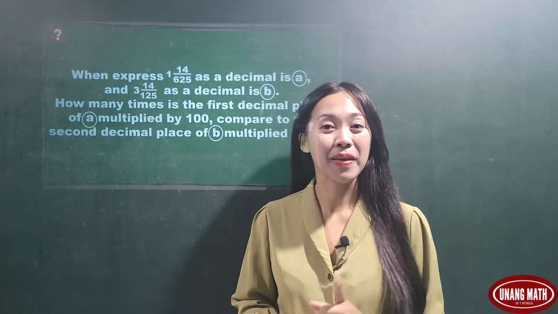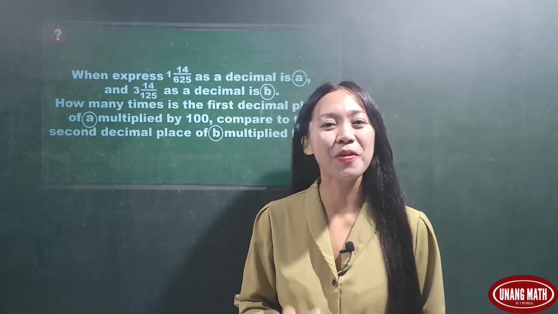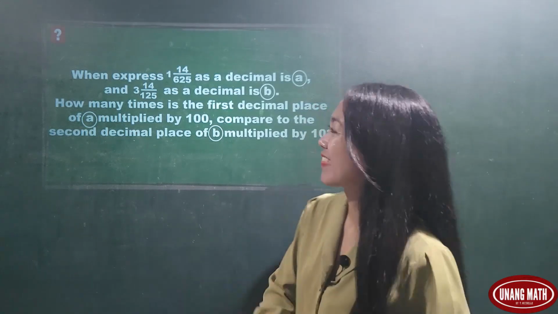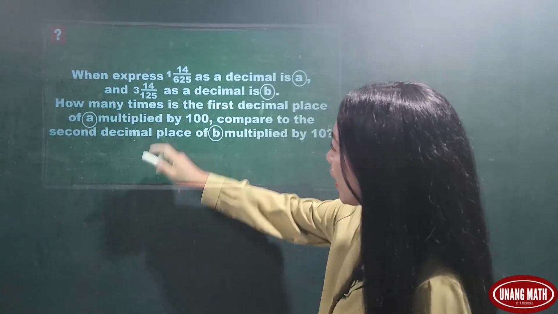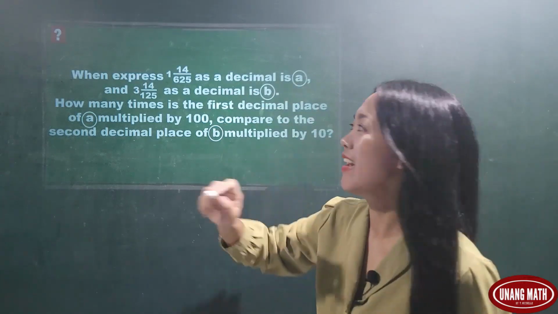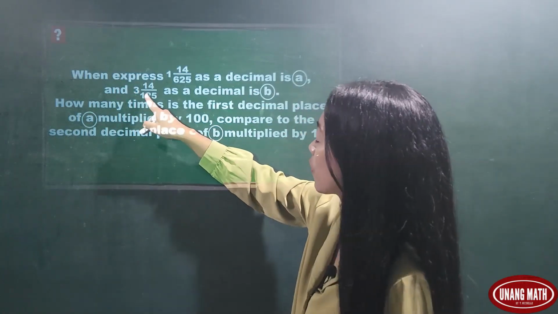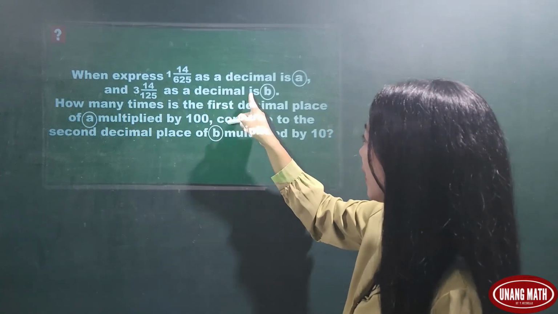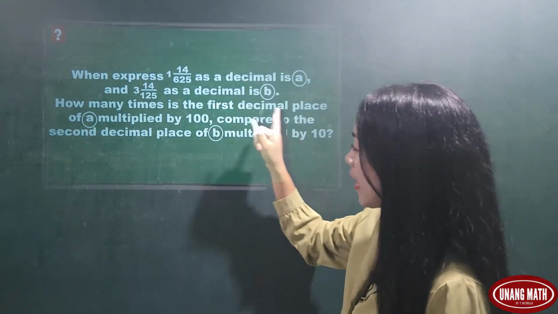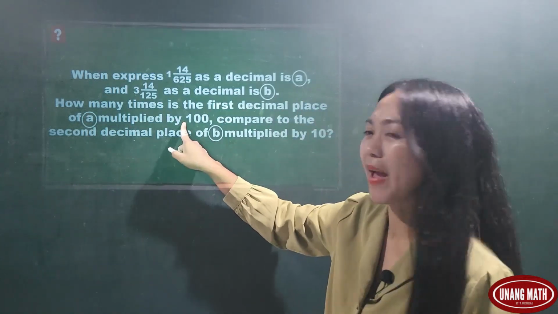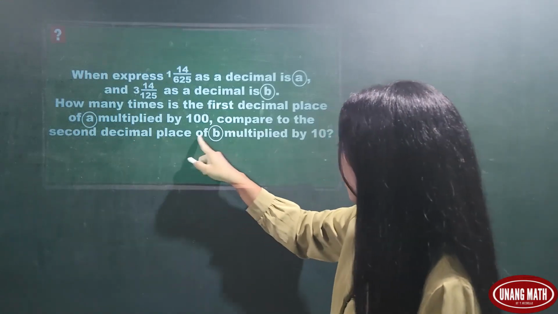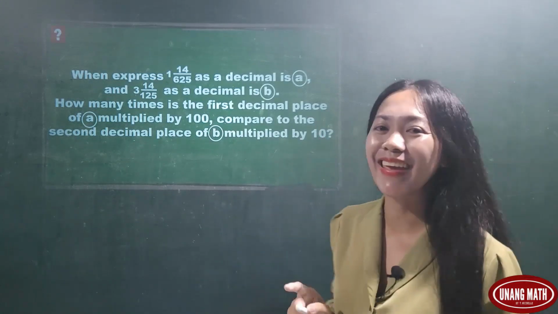This next problem is another example of a more advanced math problem involving fractions and decimals. When 1 and 14 over 625 is expressed as a decimal, it is A, and 3 and 14 over 125 as a decimal is B. How many times is the first decimal place of A multiplied by 100 compared to the second decimal place of B multiplied by 10?